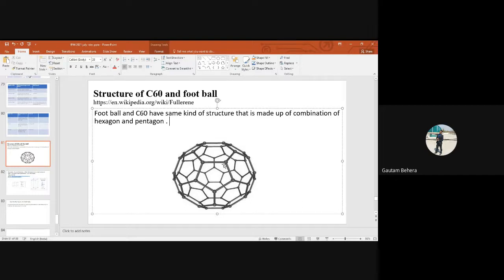You can see this is 1, 2, 3, 4, and 5. So this is a pentagon, right? But how to find the hexagon now? Just look at this part. This is 1, 2, 3, 4, 5, and 6, right? So this is a pentagon, this is a hexagon. So a combination of pentagon and hexagon will give rise to the football structure or the structure of carbon-60. Only pentagons cannot do that, only hexagons cannot do that. You have to remember this structure, fine.